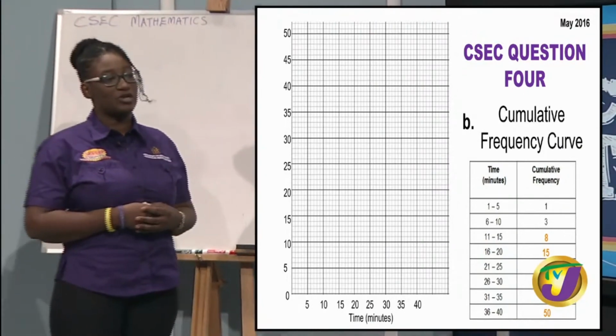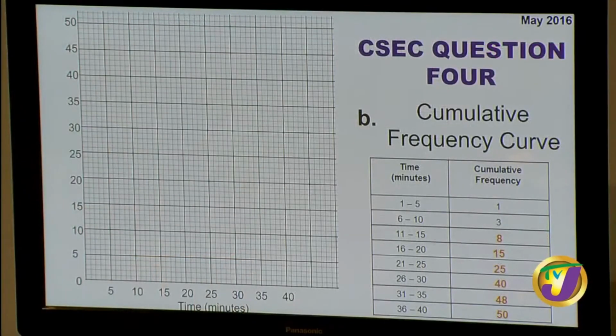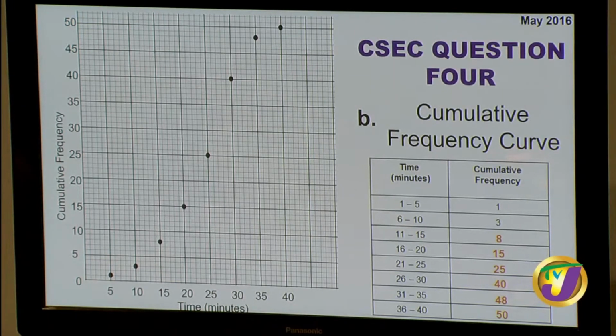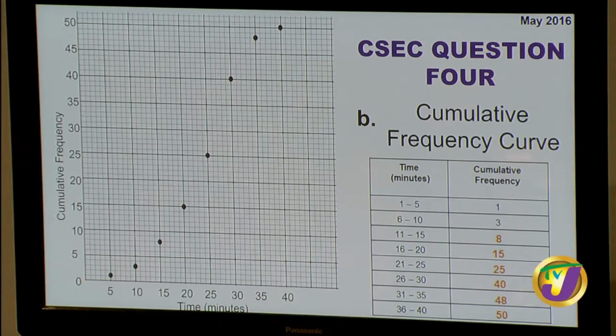So let's put in our points quickly, Latoya, as we zoom in on screen. So we're mapping 5 minutes with 1 student, right? Right. 10 with 3, and continue: 15 with 8, 20 with 15, 25 to 25, 30 to 40, 35 to 48, and 40 mapping to 50. And I do hope that they were able to get this part.